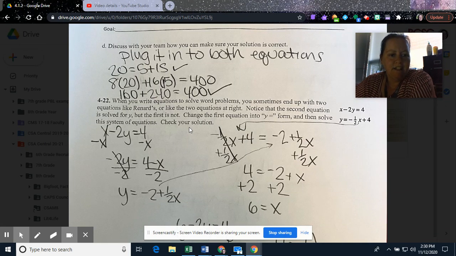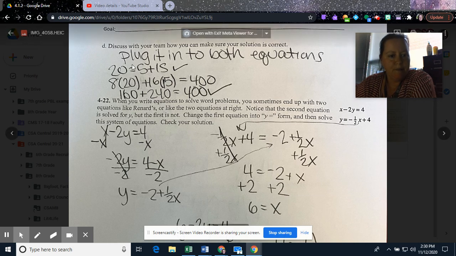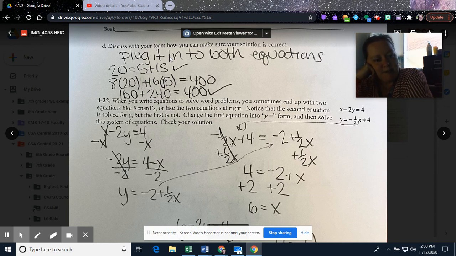Hi, now let's look at 22 through 24. But before we do that, I realized at the end of the last video I forgot to tell you how you can make sure that your solution is correct for both of them. What you would have to do is plug it in to see if it makes a true statement for both equations.